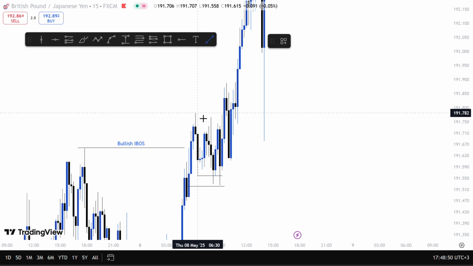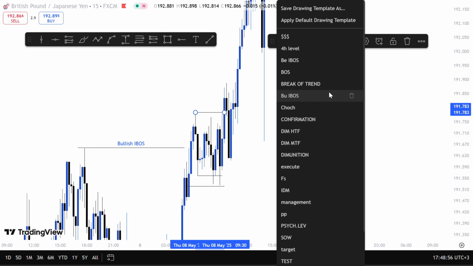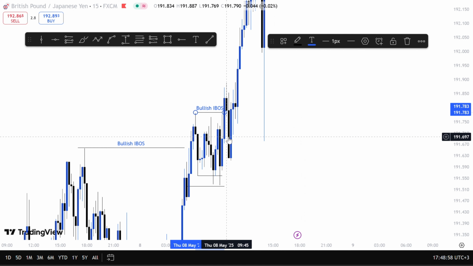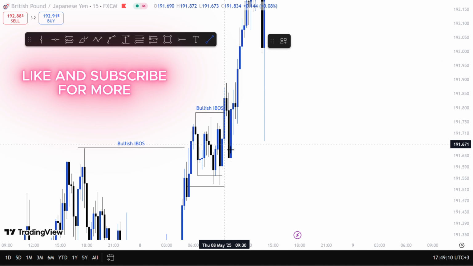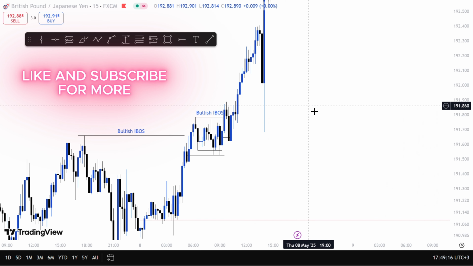And we saw this break above, and after this break above, this is another bullish eyeballs, but on the 15 minutes, so don't mix that up. This is on the 15-minute. So after this bullish eyeballs, I said to myself, market will come and take trades here, and this is where I will execute my trade.